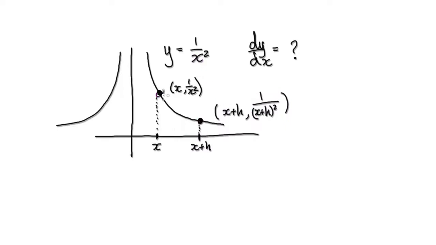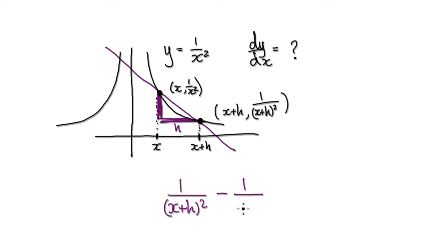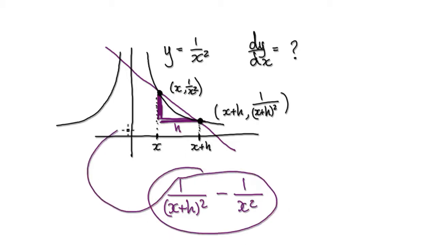So our job is to work out the gradient of this tangent line at x. So we want to work out the gradient right here, but before we can do that, we need to work out the gradient of this secant line. So the gradient of this secant line would be the height divided by the base. Well, the base is h, and the height here would be given by this take away this. So it would be 1 over (x plus h) squared take away 1 over x squared. So this whole thing here would represent the height.